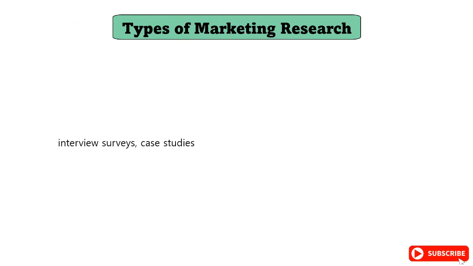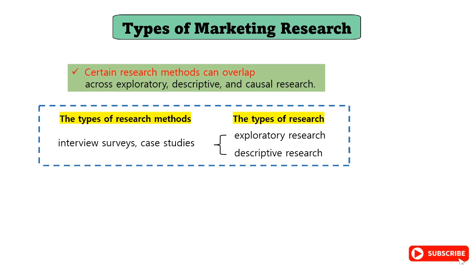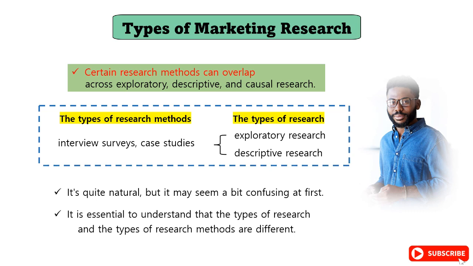For example, interview surveys and case studies are research methods used during the research process. But interview surveys and case studies can be used in both exploratory research and descriptive research. Accordingly, certain research methods can overlap across exploratory, descriptive, and causal research. It's quite natural, but it may seem a bit confusing at first. It is essential to understand that the types of research and the types of research methods are different.